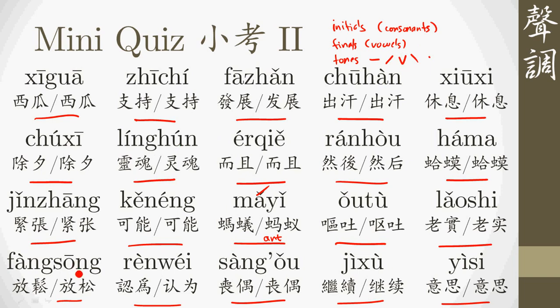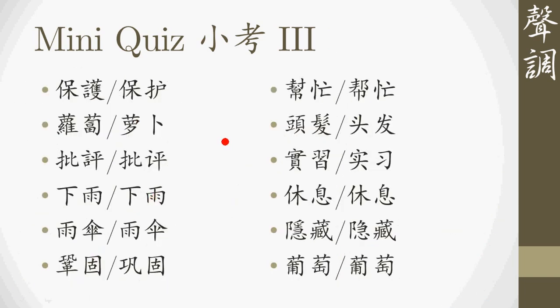Okay. One more mini quiz. What we're going to do is I'm going to say a couple of words. Again, I have the traditional characters on the left, simplified on the right. I'm going to say it, then show you the pinyin. Try to guess it, but then I'll show you the pinyin, and then try to guess the tones after I've shown you how it's written with the consonants and vowels, and then I'll put the tone marks on the pinyin. So let's just do one, and I'll show you exactly how this works.